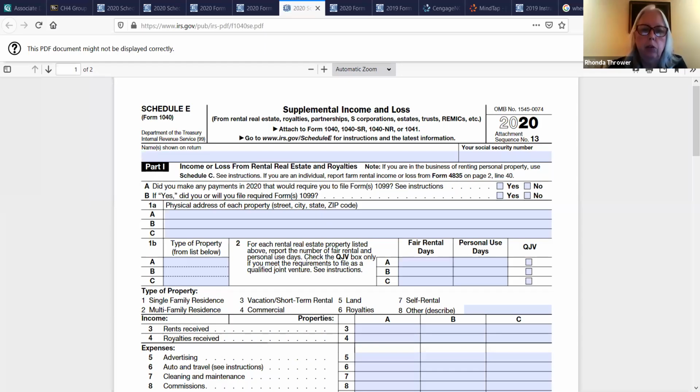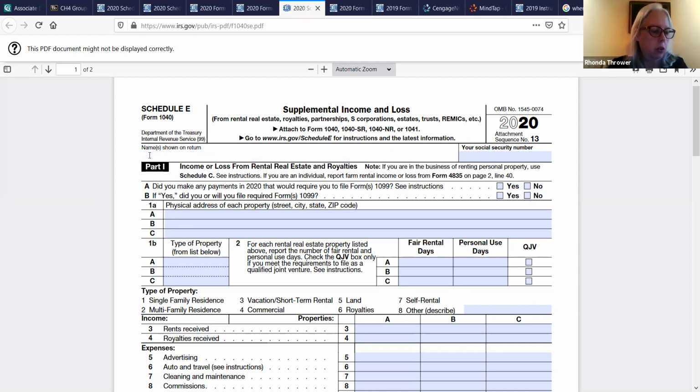Okay, you should be able to see Schedule E, and we're going to start with Schedule E first because it feeds into Schedule 1, which would also feed into the 1040 form. So we're going to need to complete Schedule E first. So I'm going to start with this first.